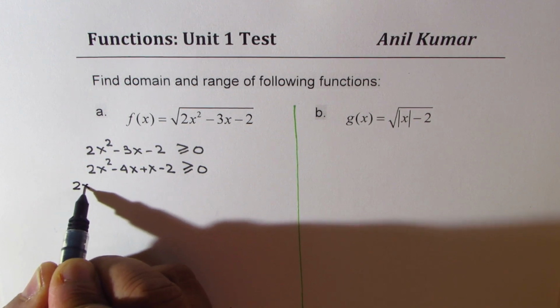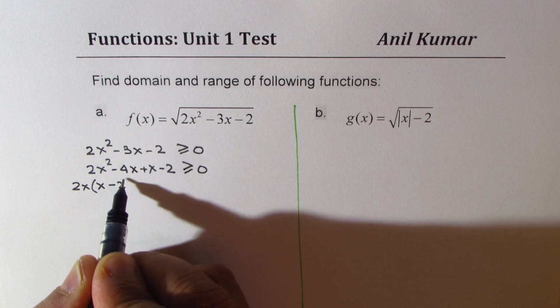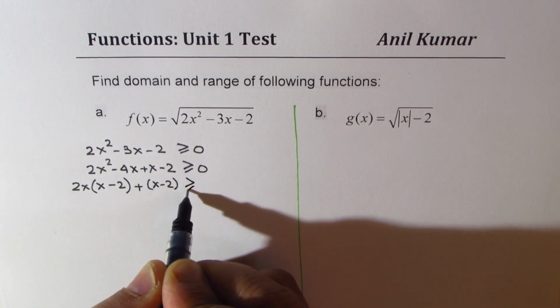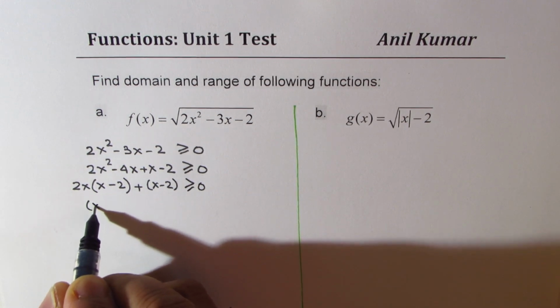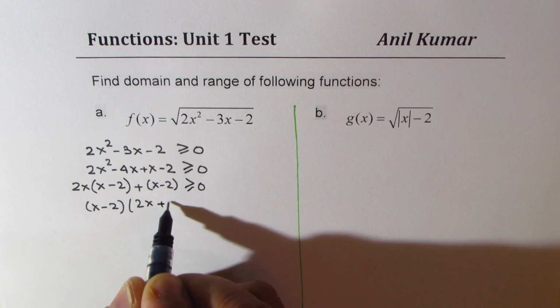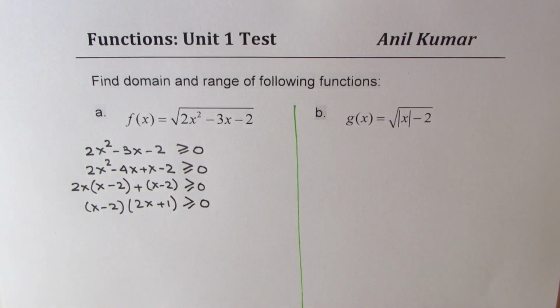Taking 2x common from first two terms, we get x minus 2, and we do have x minus 2 as the last two terms. Now x minus 2 can be taken common, so we get (x minus 2)(2x plus 1) greater than or equal to 0. Now when is it positive?